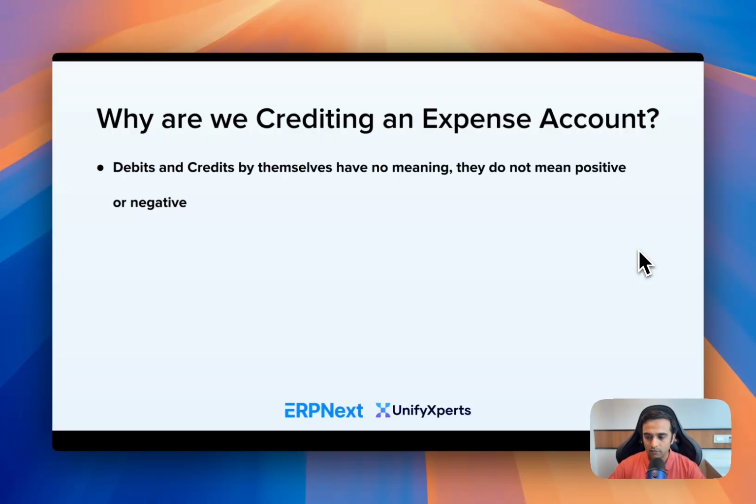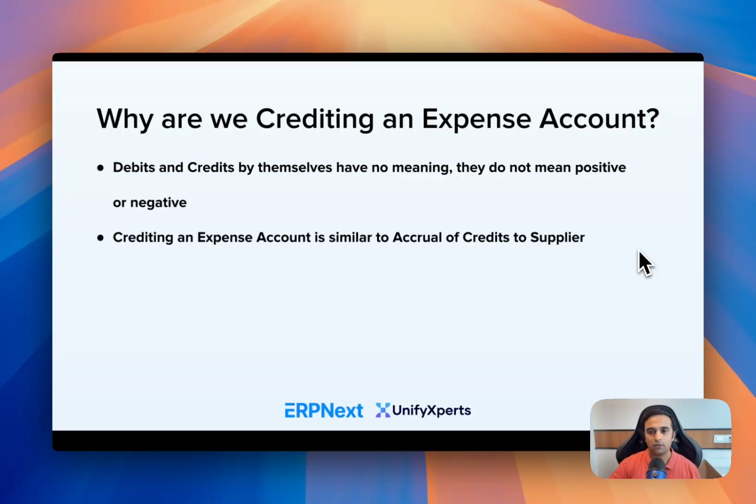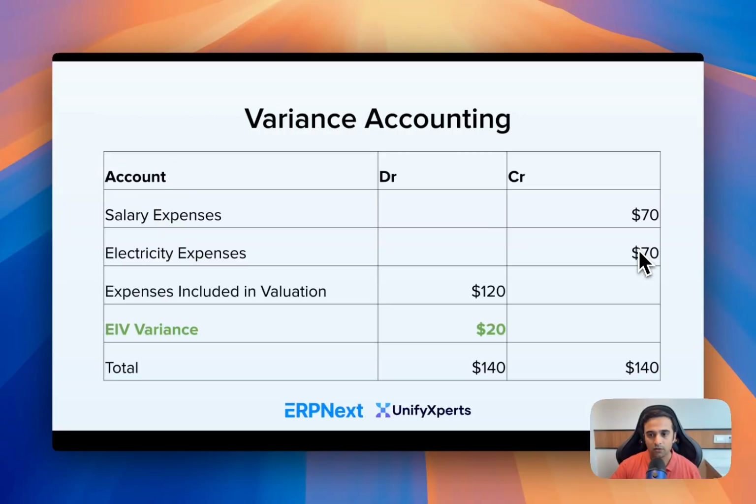So usually debits and credits by themselves have no meaning. There is no positive or negative connotation to it. They are only there for accounting purposes, so that you credit it once, then you debit it the other time, and therefore the net effect is the difference between debit and credit, and therefore we are crediting it only to account for it even before incurring it. So think of it as an accrual of expenses, provisioning of expenses. So you're accounting for it through credit and then debiting it when you actually incur that expense. So that is why we are crediting an expense account.